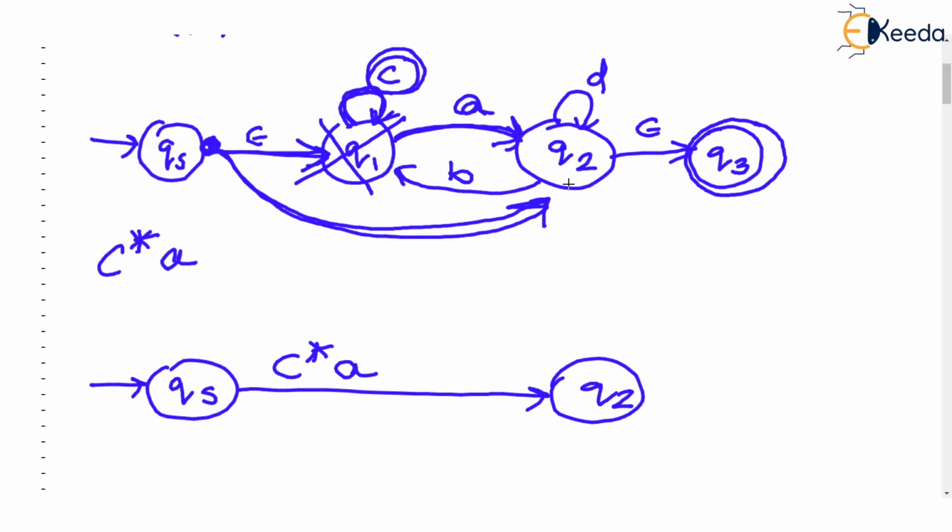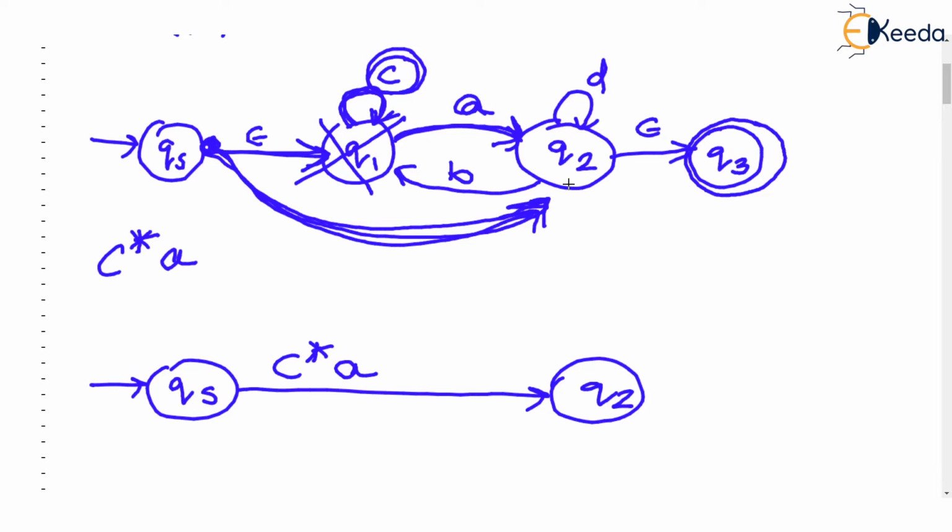But wait, it is not so easy this time. Look, you are deleting Q1, correct? Is there any other path going via Q1? One path was from QS to Q2. Is there any other path? Yes, there is a path from Q2 to Q2 itself, which goes through Q1.